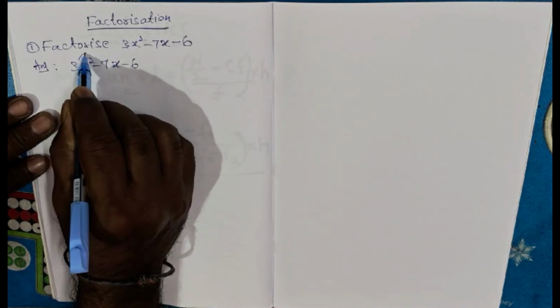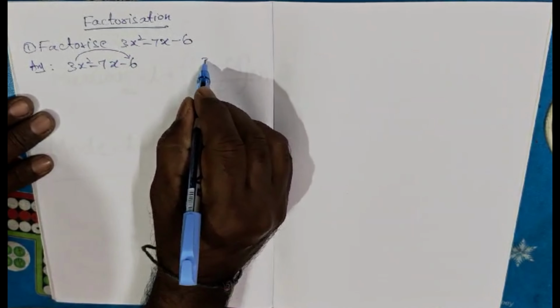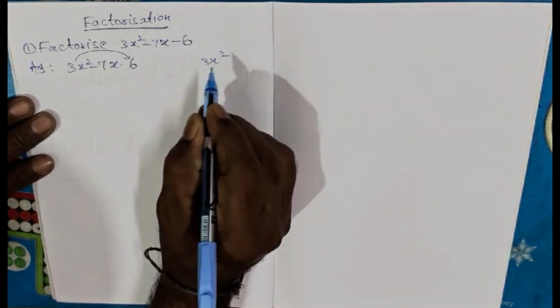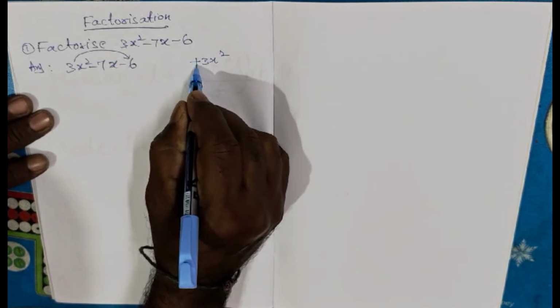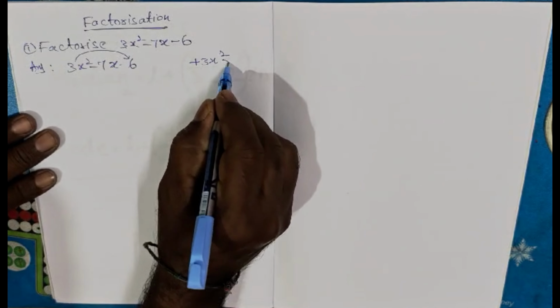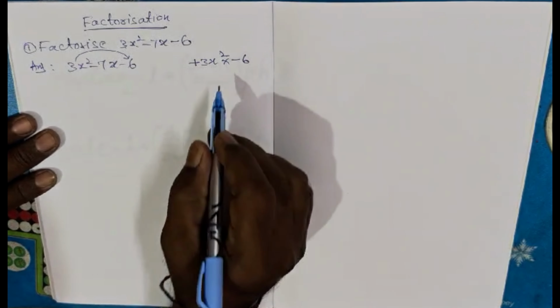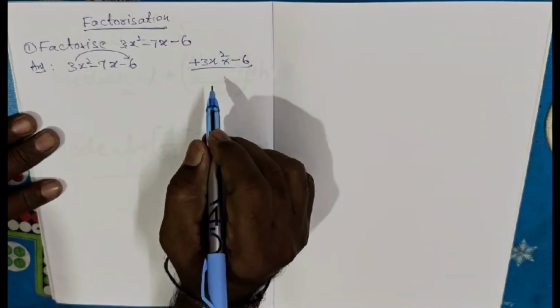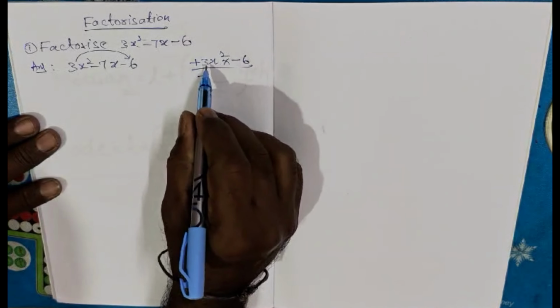First, multiply the first term and the last term. The first term is 3x square. If there is a minus sign, you have to consider the minus sign. Here plus is there, so no need to write plus, but if you want, you can write plus. Into minus 6 you have to take. Sign is very important here. So multiply these two, the first and last term. Plus into minus is minus.